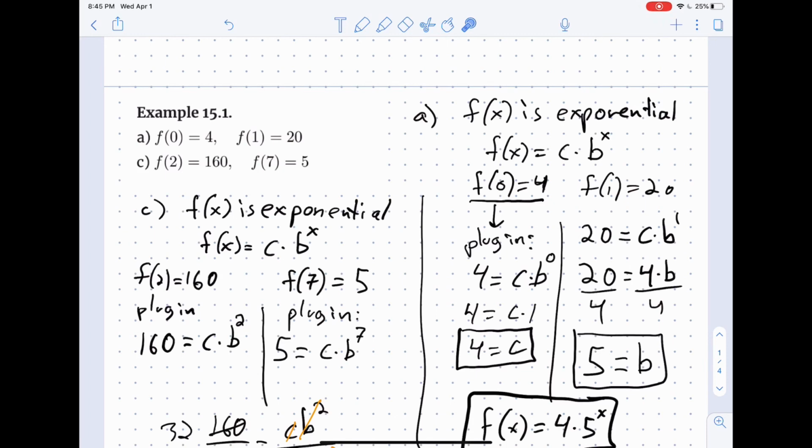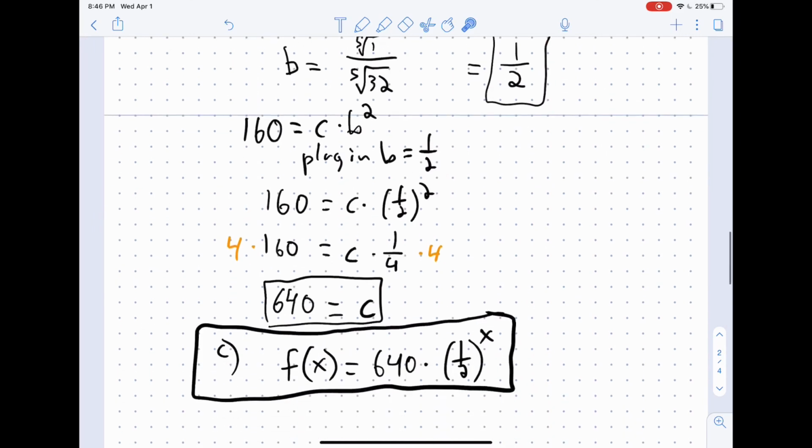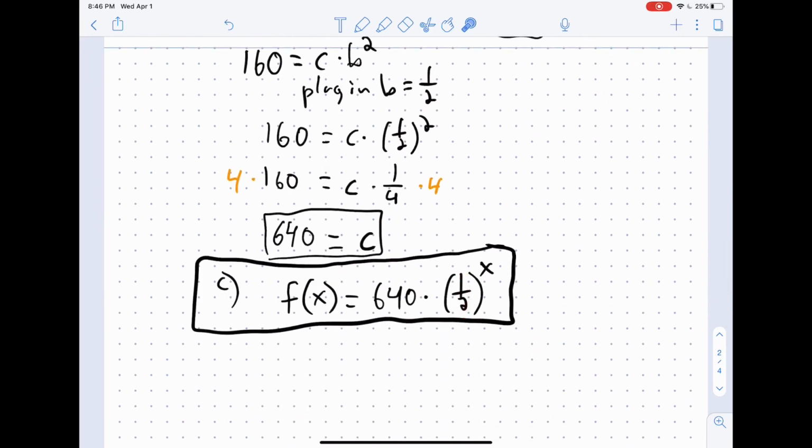Now in part C it's a little different. Here we start where x is 2 and the output is 160. When we get up to x as 7, the output has fallen all the way to 5, which means that as x is growing, the y is getting smaller, and that corresponds to the base being less than 1. And you'll notice that here the base was 1/2. In fact, all the way down here it is 1/2 to the x. You can see as x gets bigger, we're going to be increasing the power on this half, and that's going to be making the entire output value smaller.